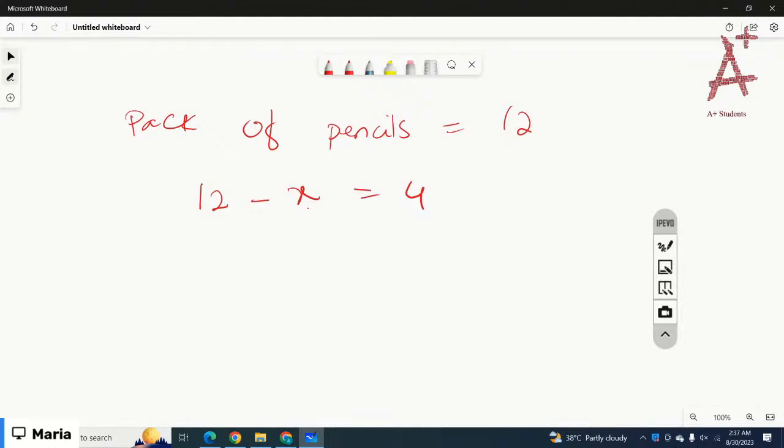Let's suppose the same question. Let's skip the equation. You have a pack of 12 pencils, right? You gave some of the pencils to your sister. You're left with 4 pencils. How many pencils have you given to your sister? How do you solve this question? 3 pencils. How?